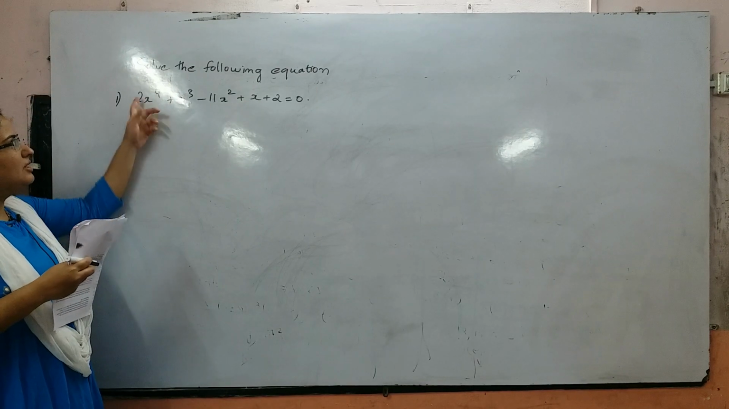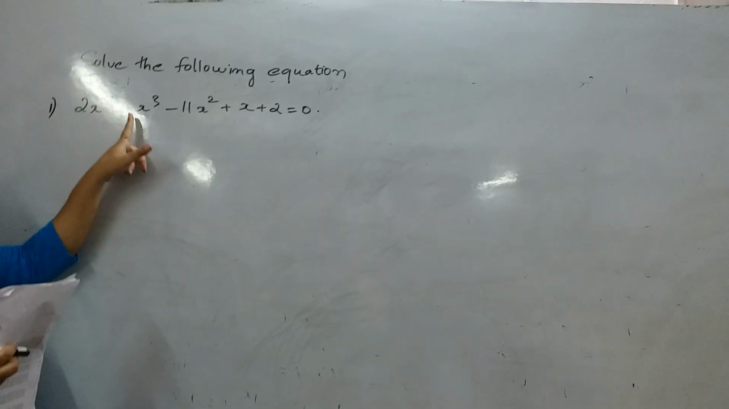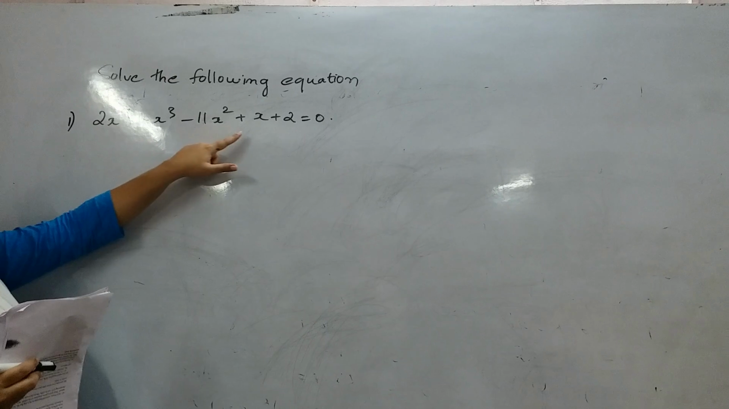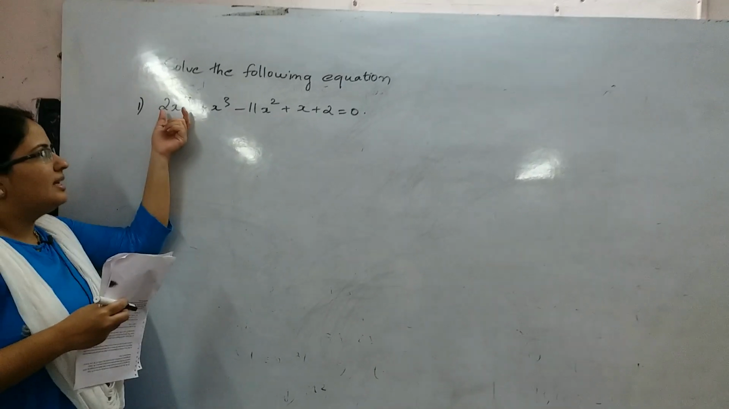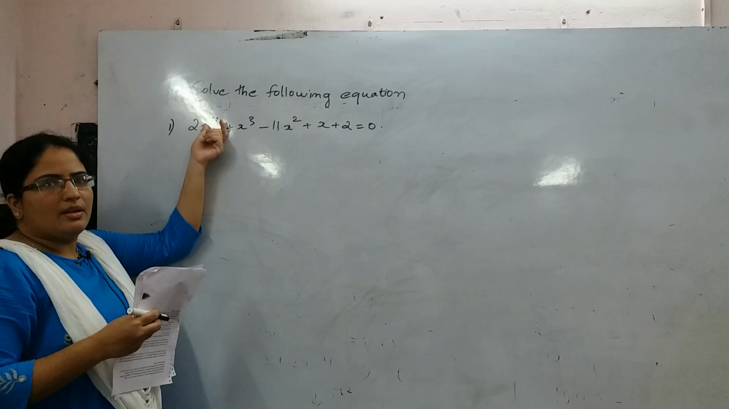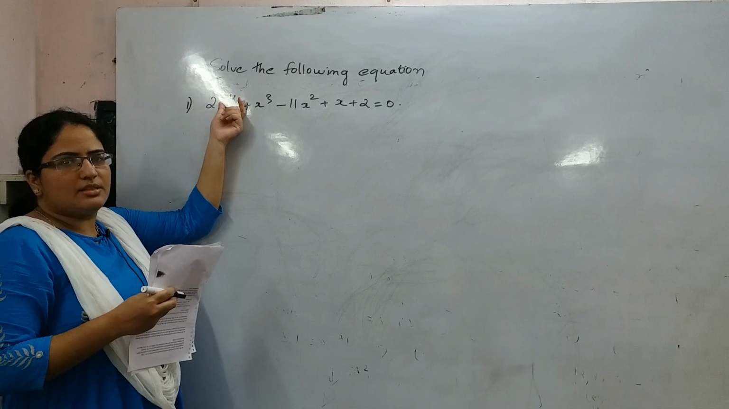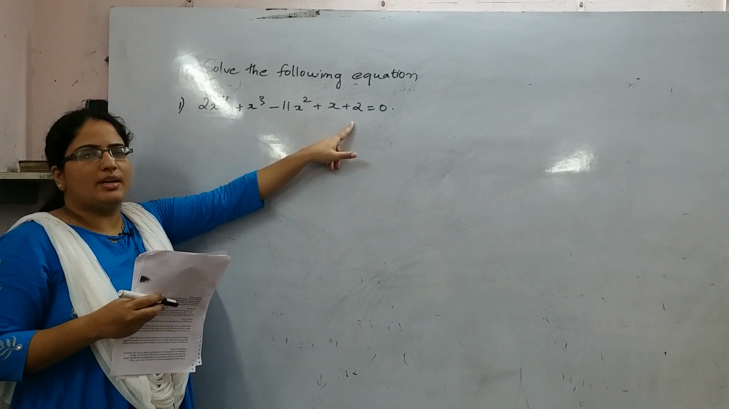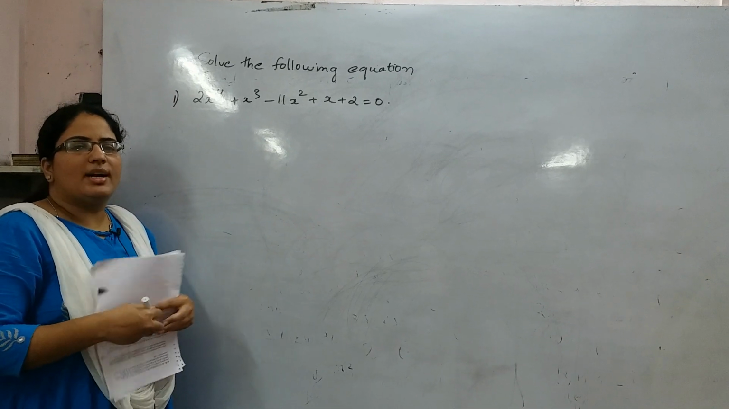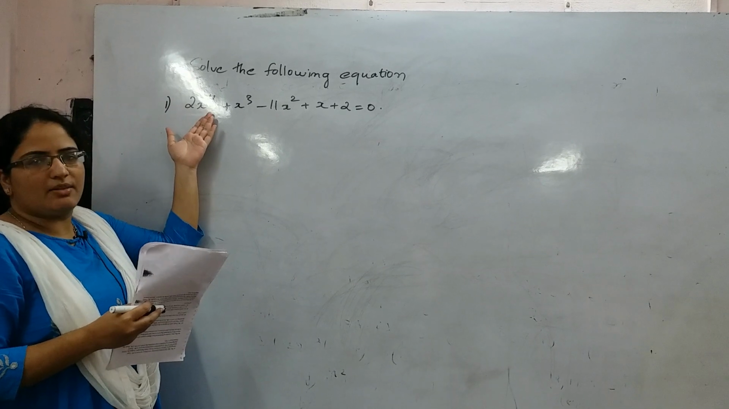Next question, children. Solve the following equation. What is the given equation? 2x power 4 plus x cube minus 11x square plus x plus 2 is equal to 0. Now here the degree is 4, but we are discussing quadratic expressions or equations. So what we'll do is divide this equation by x square so that it becomes a quadratic equation. Now here this is not a quadratic equation.